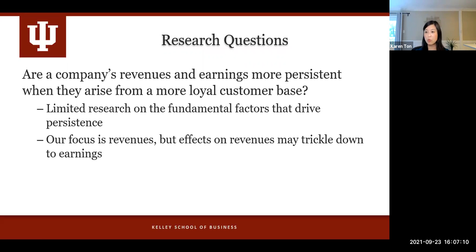The first was to look at whether a company's revenues and earnings are more persistent when they come from a more loyal customer base. And this is a different dimension of persistence that we're looking at, a different factor that can affect persistence because most of the previous research has really focused on fundamental factors. And although we are primarily interested in revenues because of its more direct relationships to customers, these effects might trickle down to earnings. So that's why we're also looking at earnings persistence.